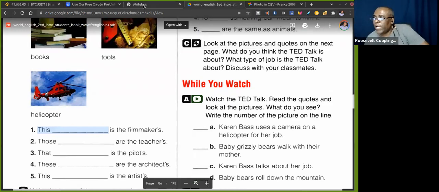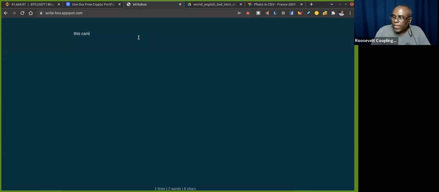So let's take a look now, because we are talking about, for example, this camera is the filmmakers. Look at that. You see, filmmakers.